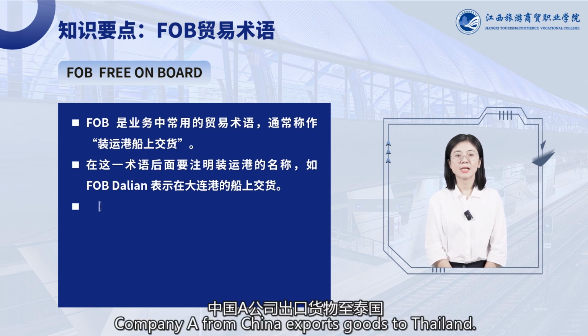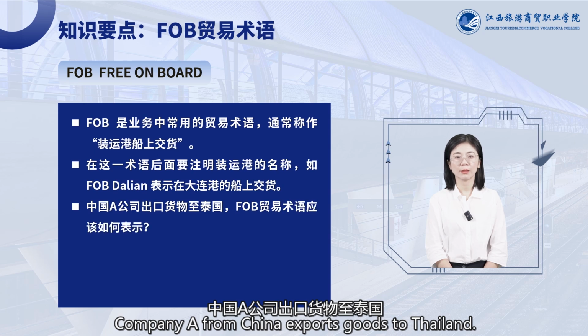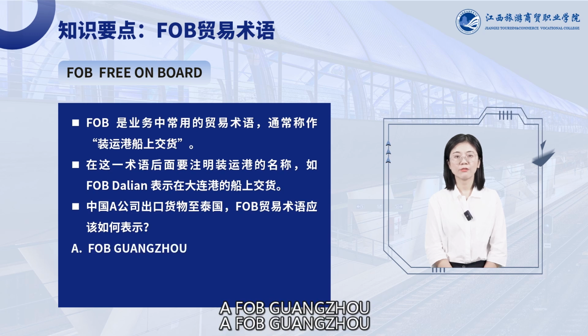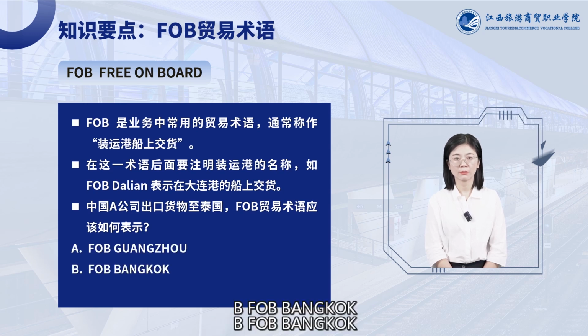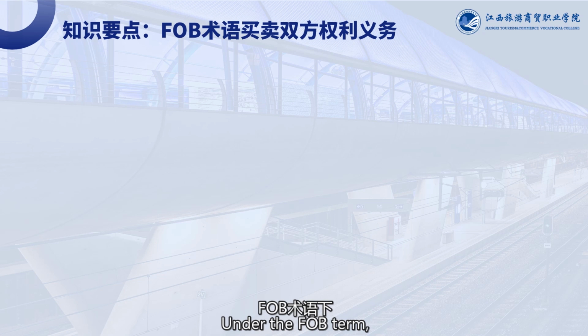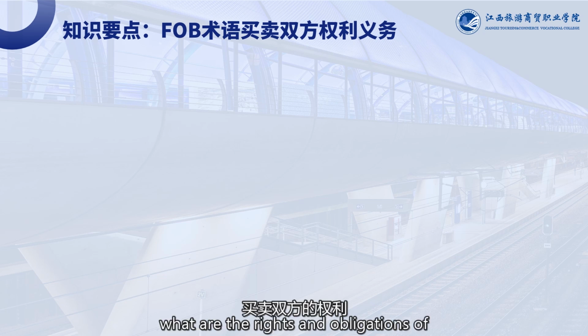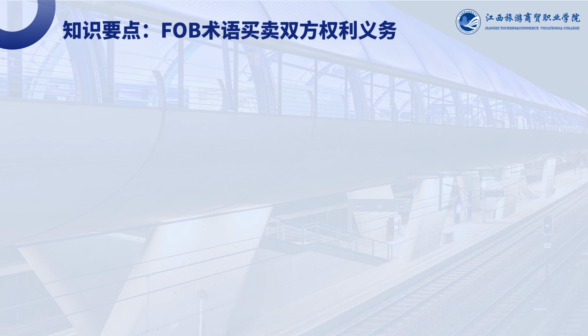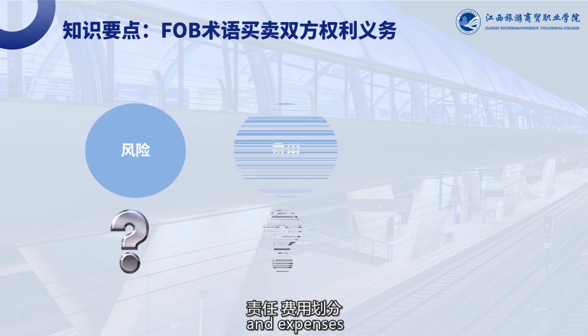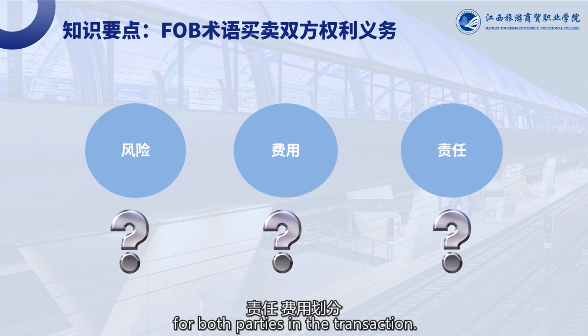Example: Company A from China exports goods to Thailand. Using the FOB trade term, it should be represented as A. FOB Guangzhou, B. FOB Bangkok. The correct option would be A. Under the FOB term, what are the rights and obligations of both the buyer and the seller? Let's take a look at the division of risks, responsibilities, and expenses for both parties in the transaction.